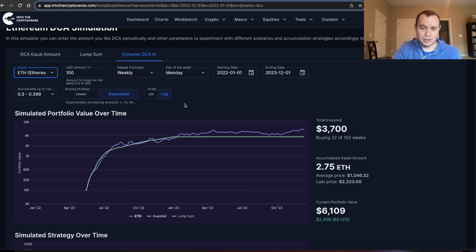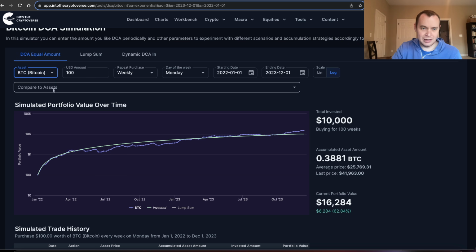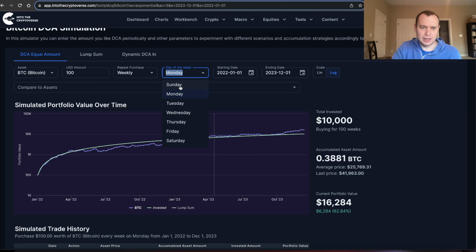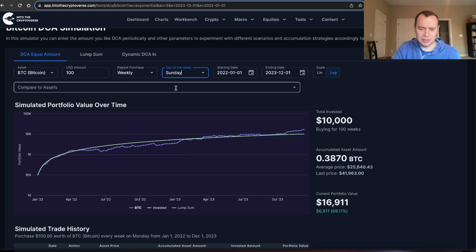Like if you want to look at it for Ethereum, you can do the same type of thing, right? You could say, all right, well, if you DCA'd $100 into ETH for the last couple of years, you put in 10 grand, and now it's worth just less than 13 grand. I mean, that's great and all, but Bitcoin was less risky, and it would now be worth over 16 grand. So that's the point. And you can also change the day of the week as well. You can look at Sunday or Wednesday and see how that would affect things, like how would it have affected things had you bought on different days? I think that can be useful to look at as well.